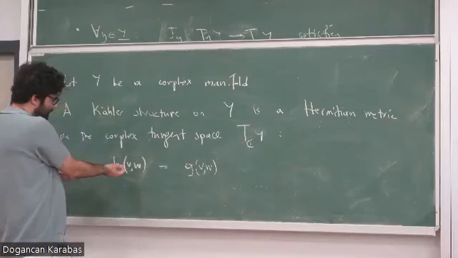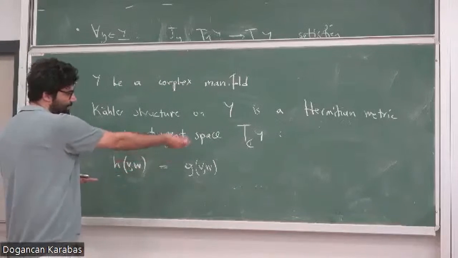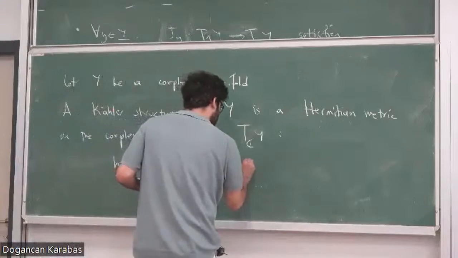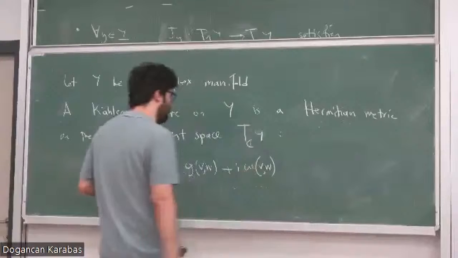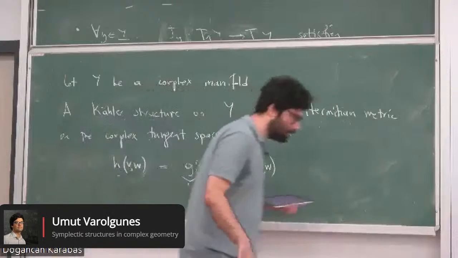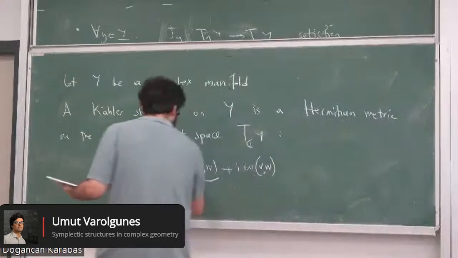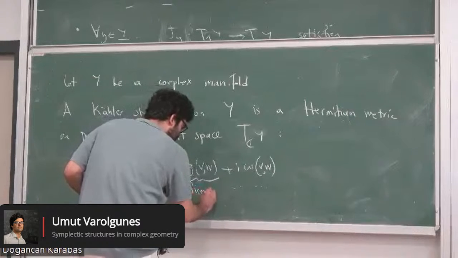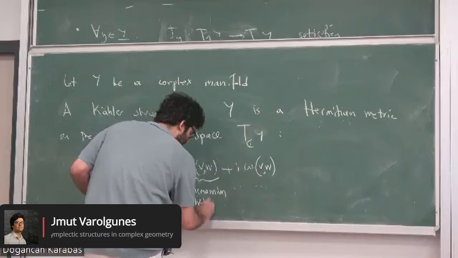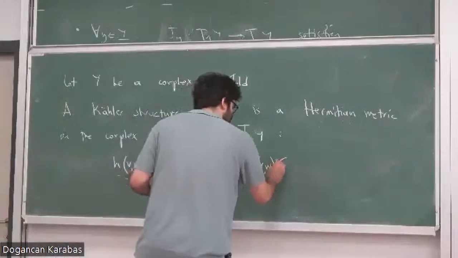Okay, so you can now decouple this complex valued thing into its real and imaginary parts, g and omega. And what we're seeing here is that g is a Riemannian metric. I'm going to explain exactly on what. And omega here is skew symmetric.